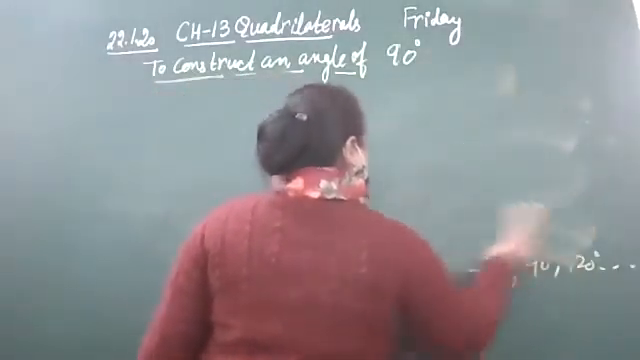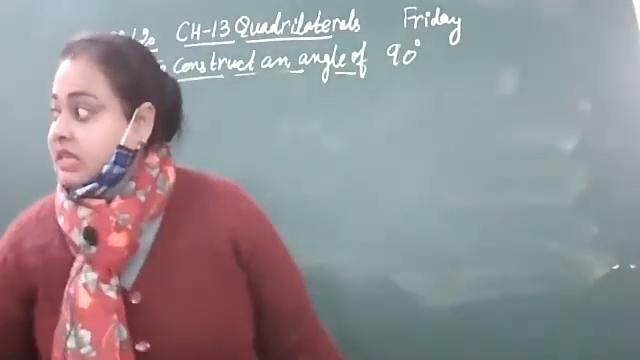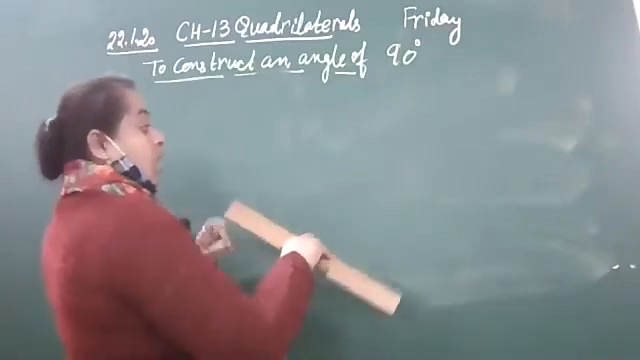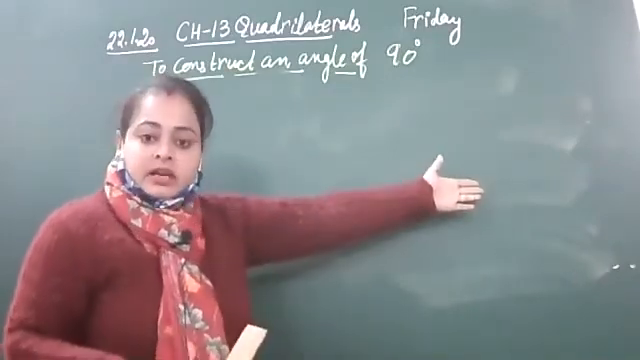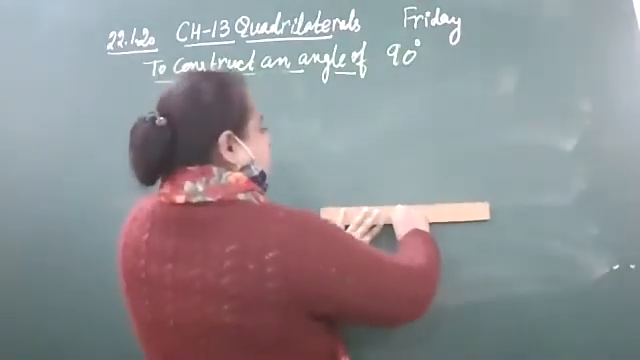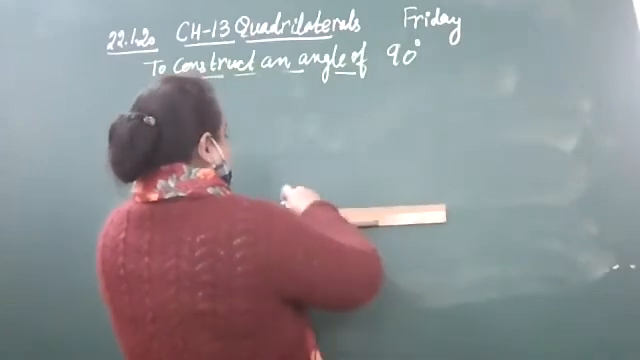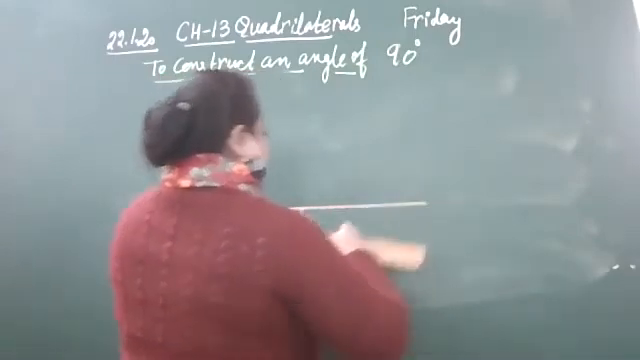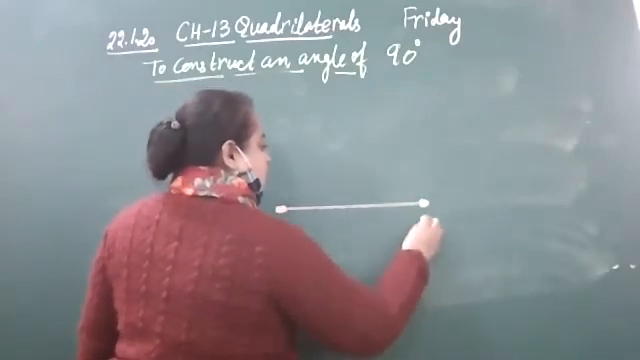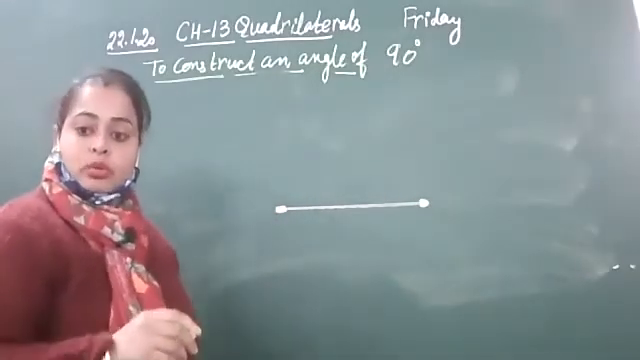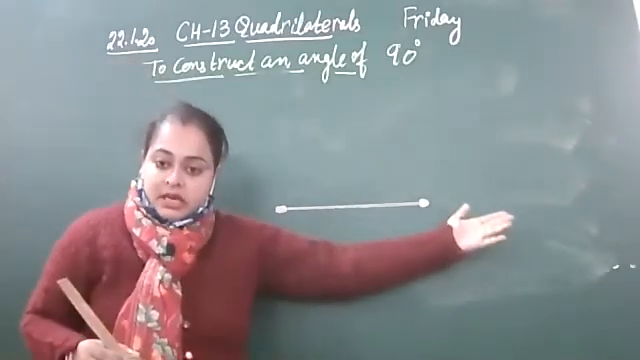Same method, only you will change the direction. Same method. Now I am going to draw an angle on the right hand side. Same, the first step is to construct a ray, to draw a ray. This is your first step. Now, I want to draw an angle on the right hand side.